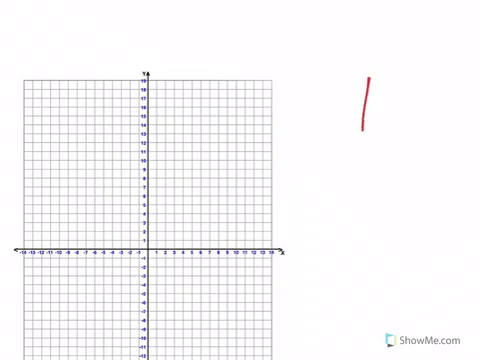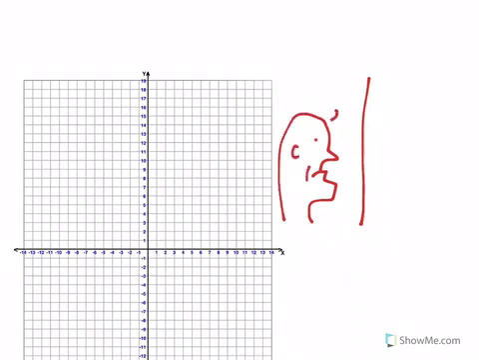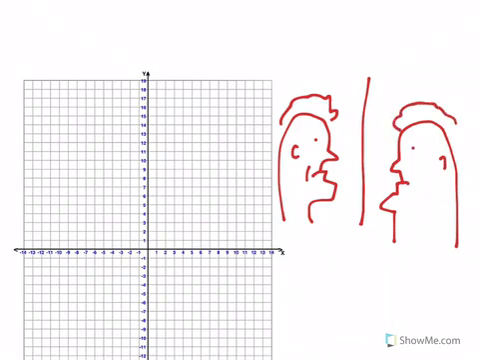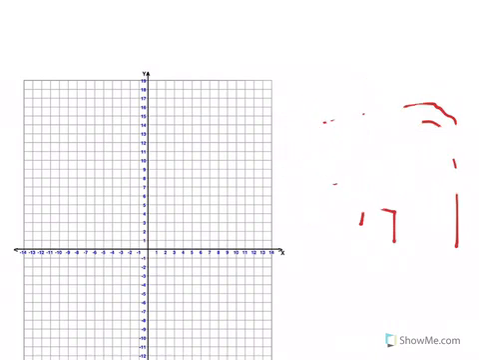Now, if this was a mirror and you were to look in the mirror, that's me, I guess, you would see a reflection, right? That's not perfect, but hey, good enough. You see the same thing on the other side of the mirror. When we look at the coordinate plane, we can also see reflections, and usually that's related to opposites. So, we're going to do a little example here.